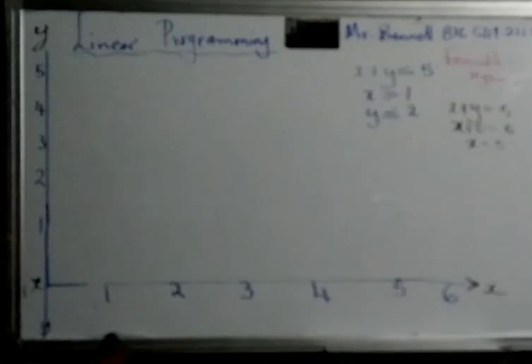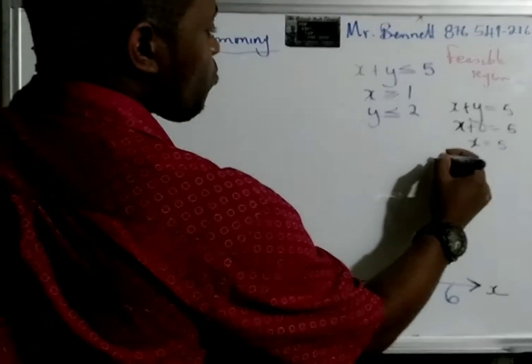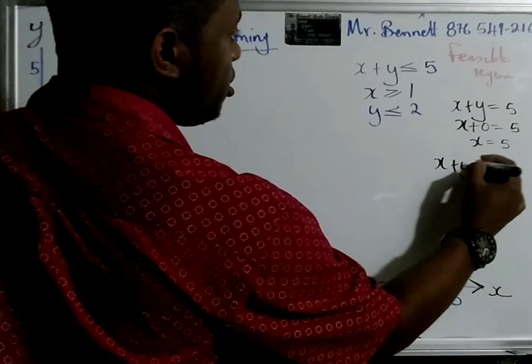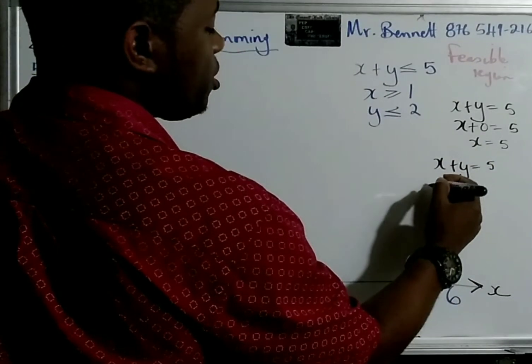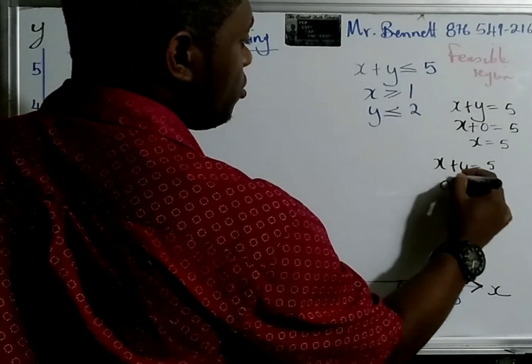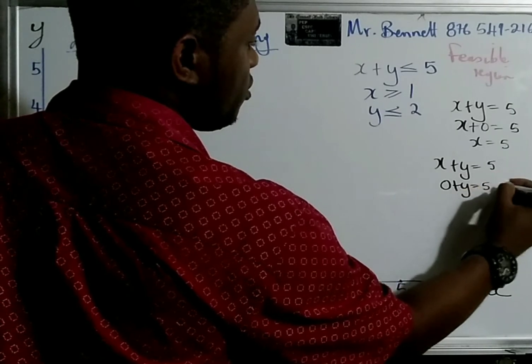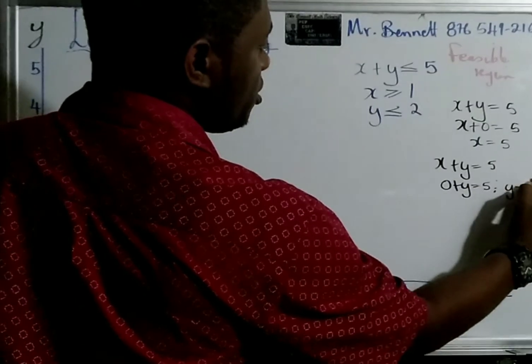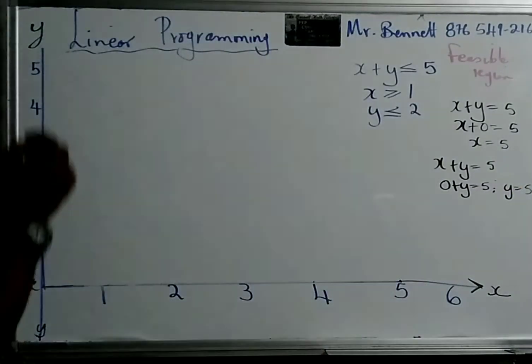Alright, let us determine the y-axis intercept now. That is x plus y equals 5. We equate x to 0 this time. So 0 plus y is equal to 5. Therefore, y is equal to 5. So both of them are 5, right?